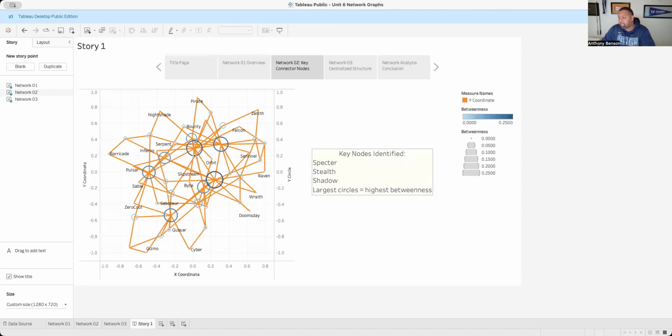The Network 02 dataset is a distributed and complex communication network with many interconnected nodes. Unlike Network 01, it does not rely on a single central connector. The dataset shows multiple key nodes, including Spectre, Stealth, and Shadow, which have higher betweenness centrality and help maintain communication flow across the network. I would describe this data set as moderately robust rather than fragile.